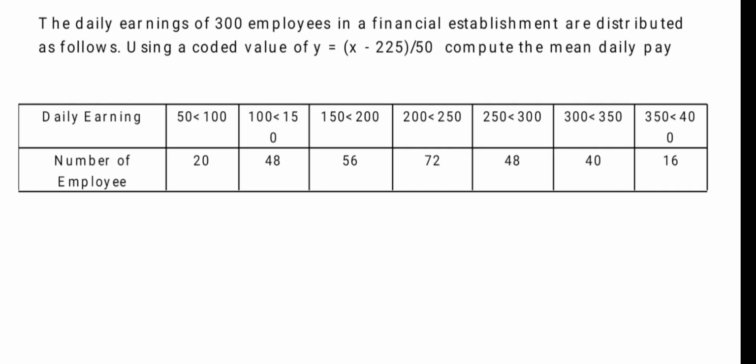Let's consider this question on mean. The daily earnings of 300 employees in a financial establishment is distributed as follows. Okay, we are given the table. We have on the first column daily earnings, and the second column is numbers of employee. Now, using coded value of y equals (x minus 225) all over 50, find the mean daily earning. I mean, find the mean daily pay.